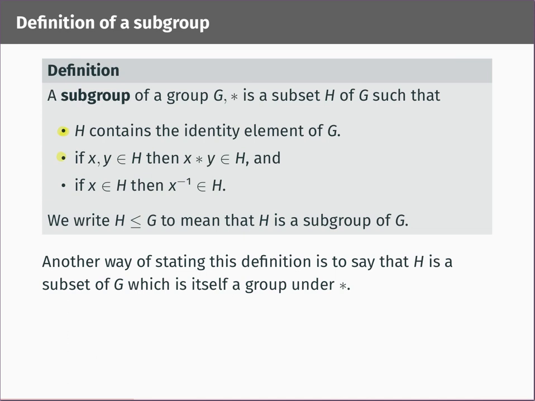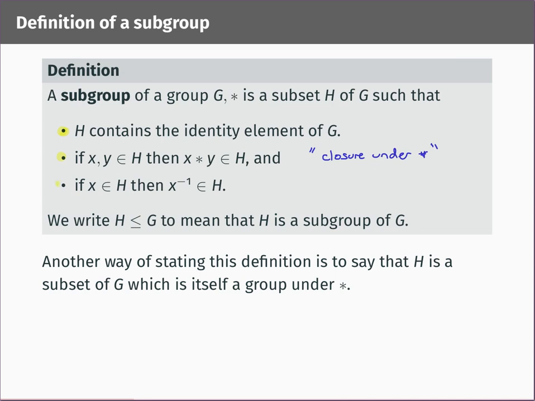Secondly, it's got to be closed under multiplication. What that means is if you have two elements x and y in H, then x star y is in H. So this property is called closure under multiplication, or closure under the group operation star.